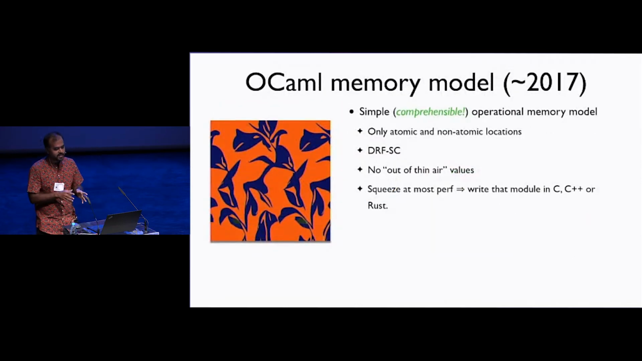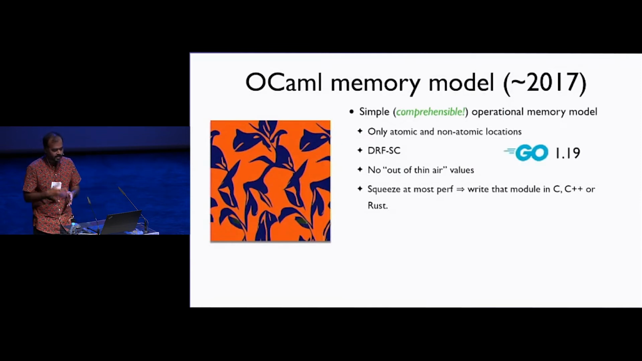So we ended up designing a very simple, comprehensible operational memory model, which only has atomic and non-atomic locations. We had DRFSC, so data race-free programs remain sequentially consistent. We also do not have out-of-thin-air values. Even in the presence of data races, memory safety is ensured. And we did not have any relaxed atomics, so the model does not have relaxed atomics. Our thinking was that if someone really wanted to extract that last percentage of performance from the hardware, they would implement that particular module in, say, C++ or Rust, write an OCaml wrapper, and be done with it. So the vast majority of the programs can still remain in OCaml.